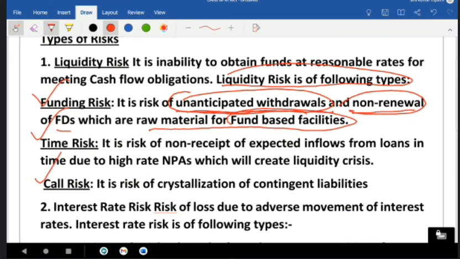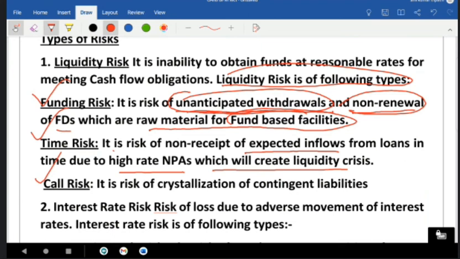Time risk is the risk of non-receipt of expected inflow from loans in time due to a high rate of NPA, which will create a liquidity crisis. Because of NPA, you are expecting to get some interest from your advances, but you could not receive it in time. Time is involved here, so that is called time risk.